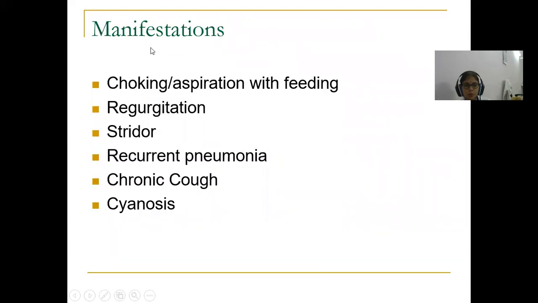So how will the child manifest with a laryngeal cleft? There can be choking, or there can be aspiration while feeding. There can be complaints of regurgitation. The child may have stridor, or there can be recurrent pneumonia, chronic cough, and cyanosis.